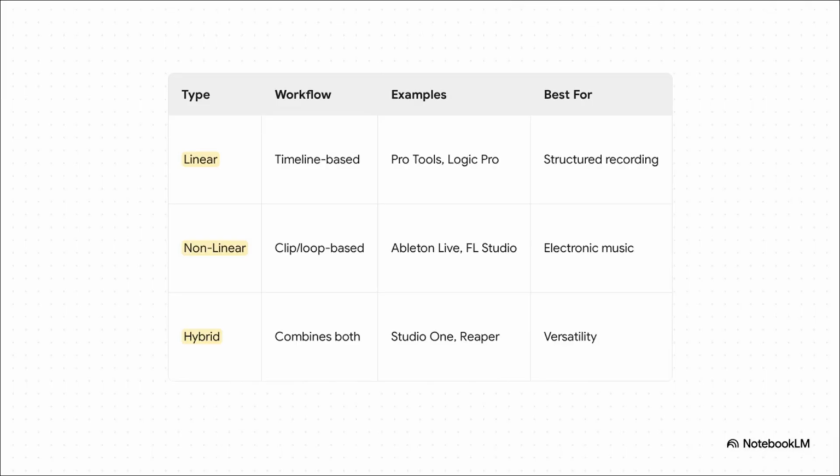Now, as you can see, not all DAWs are created equal. They kind of fall into a few different camps based on how they work. You've got your linear DAWs, like Pro Tools, which are all about that classic timeline, perfect for recording a band. Then you have non-linear DAWs, like Ableton Live, which are all about clips and loops. A total dream for electronic music producers. And of course, there are the hybrids that give you the best of both worlds.